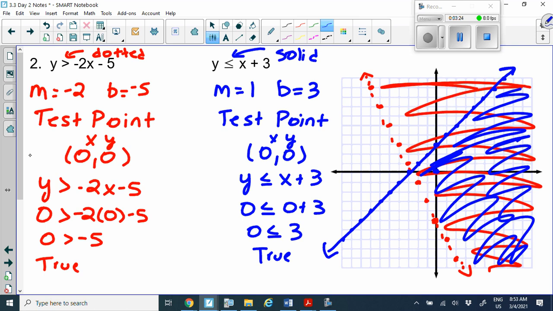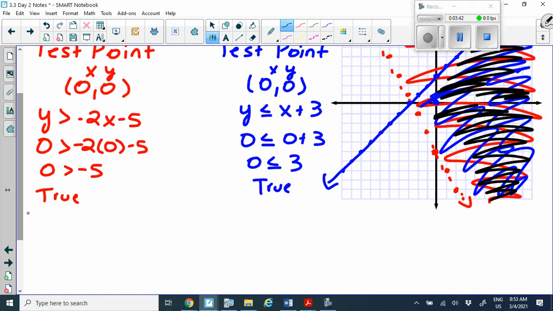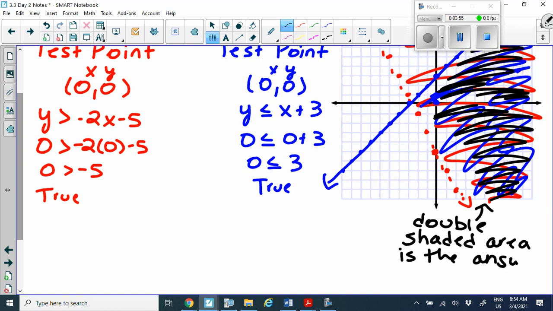So if you are using 2 colors, basically where the 2 colors intersect like I have, that is your answer. Or if you're just using a pencil, then make sure you darken your shading to really illustrate what is the true solution, or the double shaded area. Okay, so the double shaded area is your answer, so make sure you have that.